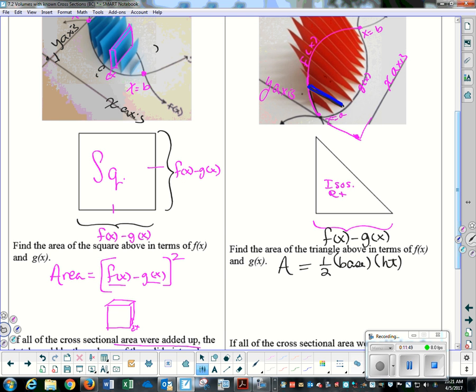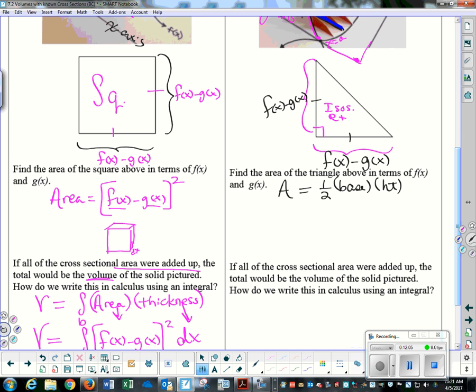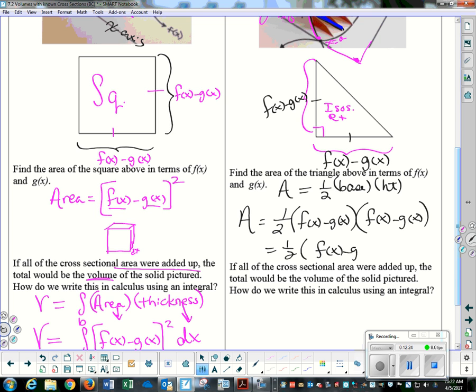So what I need to do is calculate also the height of my isosceles right triangle. And that height, since it's isosceles, we know we have the two legs equal. It too is f of x minus g of x. So f of x minus g of x, let's bring this together then. The area formula is going to be 1/2 of the base, f of x minus g of x, multiplied by the height, which is also f of x minus g of x. And we get 1/2 times f of x minus g of x quantity squared.